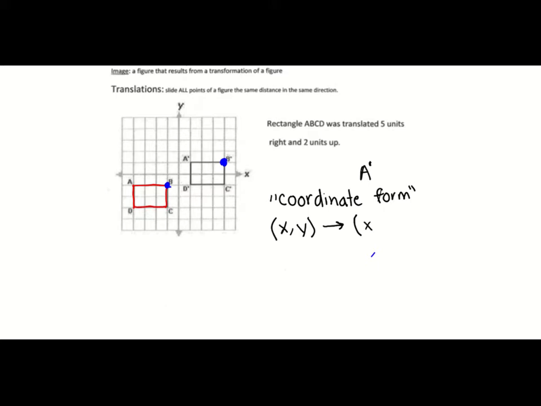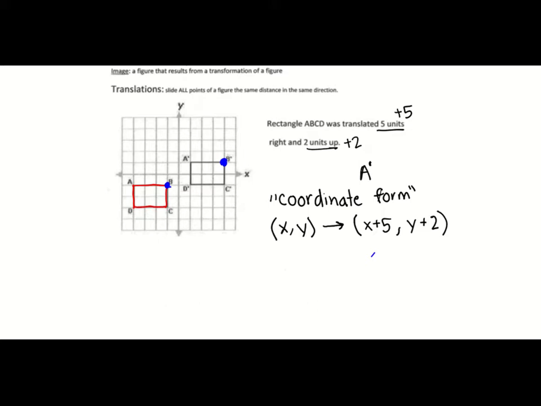So to my x, I'm going to have plus 5 in my x direction. And then up 2, that means I'm going up 2. I'm going to add 2. So 5 units right was plus 5. Up 2 is plus 2 in my y direction. So I can write my new coordinate as this.